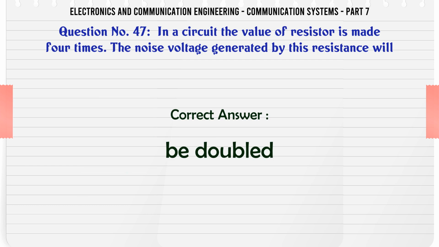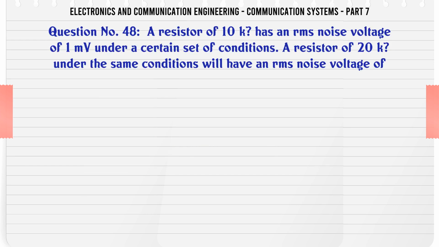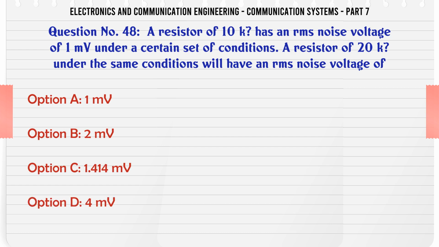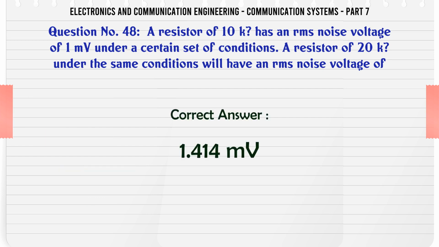A resistor of 10K has an RMS noise voltage of 1 mV under a certain set of conditions. A resistor of 20K under the same conditions will have an RMS noise voltage of A 1 mV, B 2 mV, C 1.414 mV, D 4 mV. The correct answer is 1.414 mV.